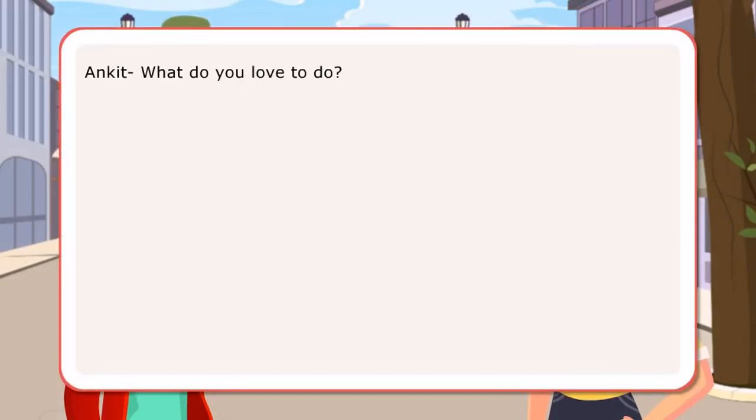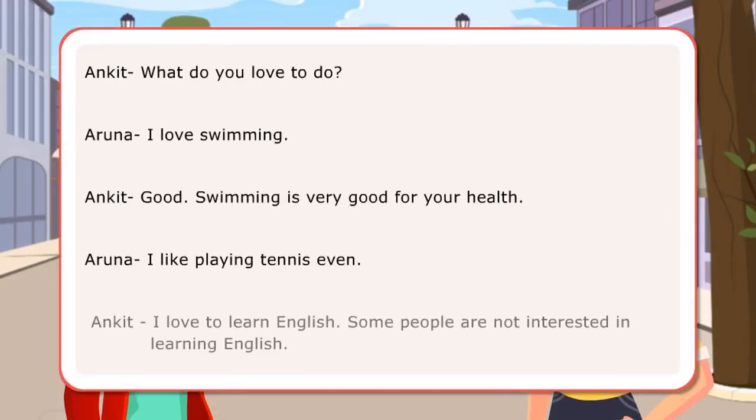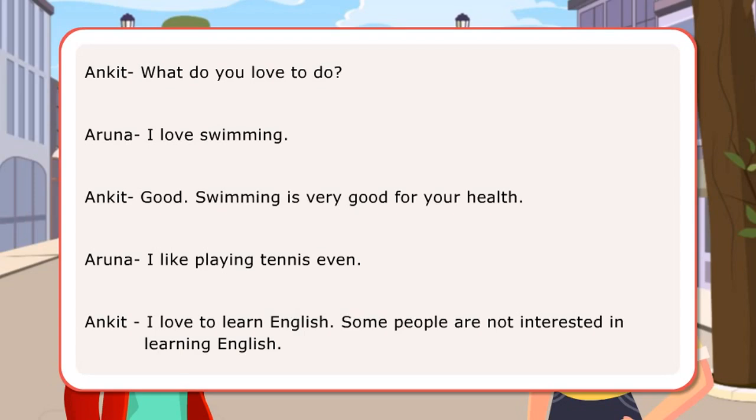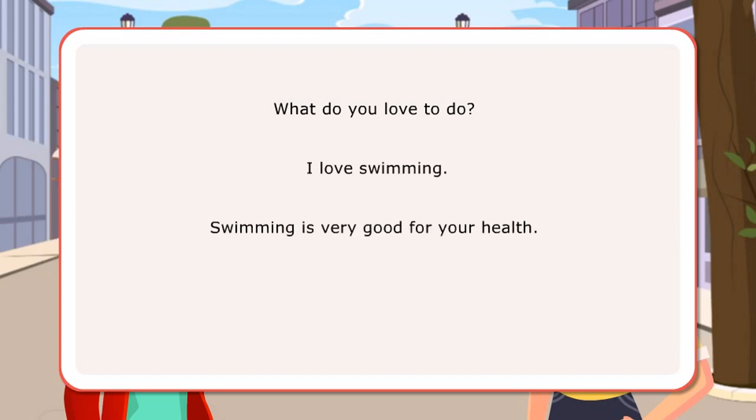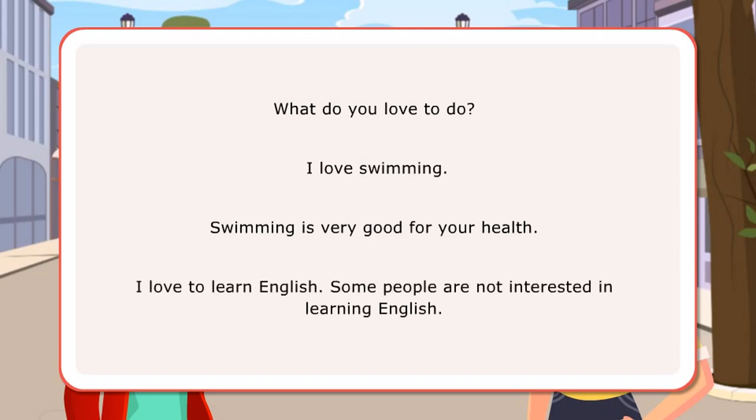In the conversation, we come across many verb forms in infinitive and ing form. Here are the example sentences. What do you love to do? I love swimming. Swimming is very good for your health. I love to learn English. Some people are not interested in learning English.